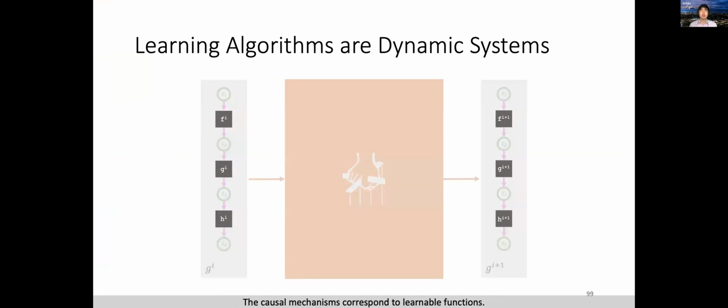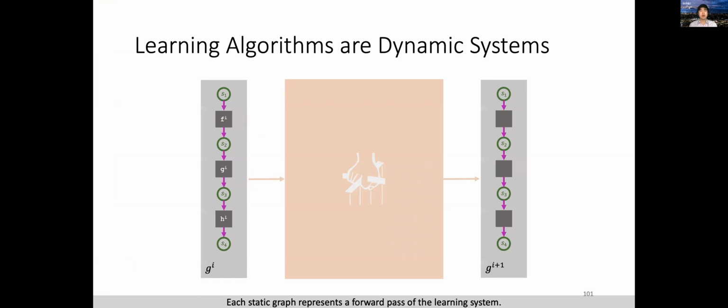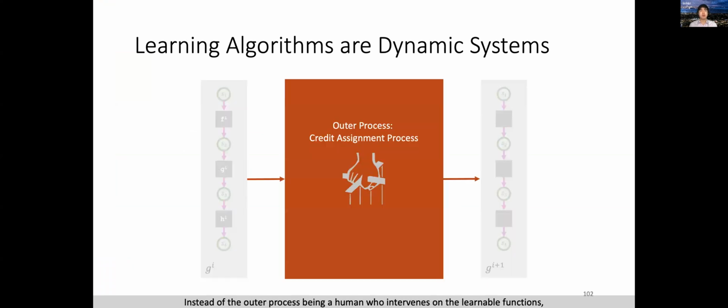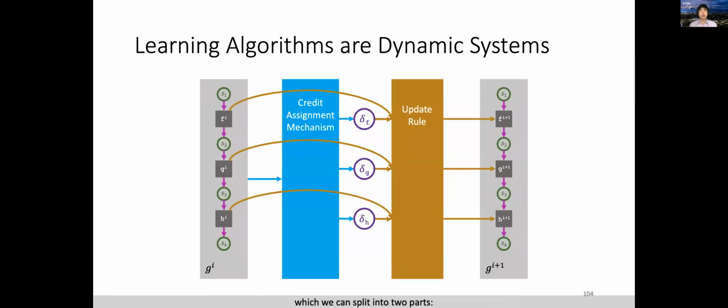The causal mechanisms correspond to learnable functions. The causal nodes correspond to their inputs and outputs. Each static graph represents a forward pass of the learning system. Instead of the outer process being a human who intervenes on the learnable functions, the outer process is the credit assignment process of the learning algorithm, which we can split into two parts.